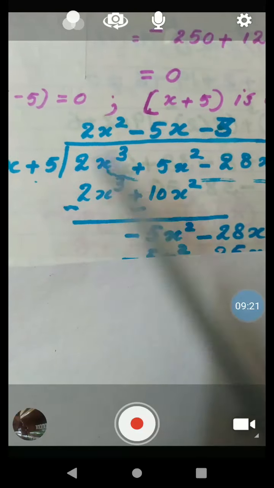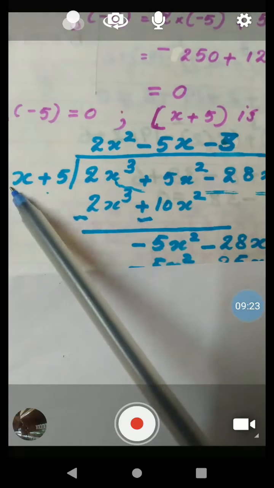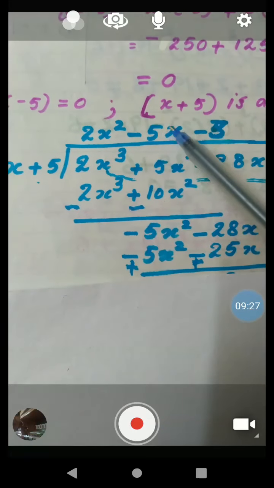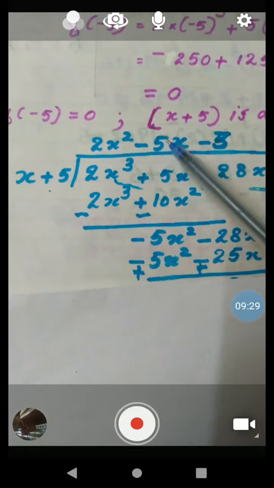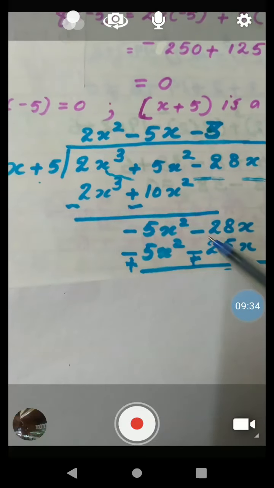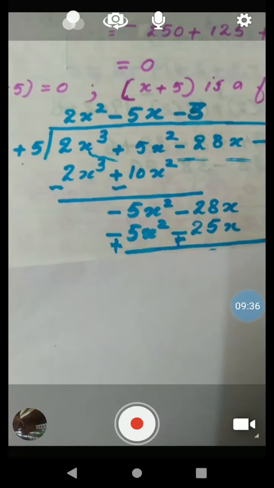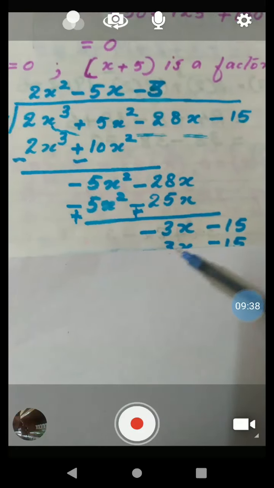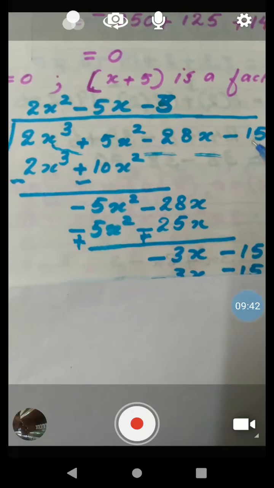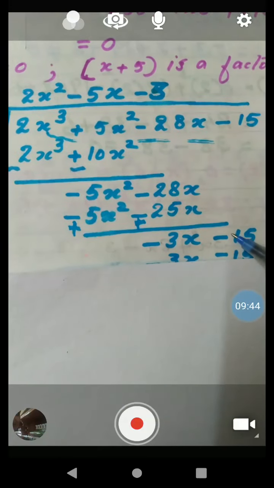Next, minus 5x into x is minus 5x square. So the next term of the quotient is minus 5x. And minus 5x into plus 5 is minus 25x. As usual, subtract. We get minus 3x here. And this one cancelled. Bring down the next term.